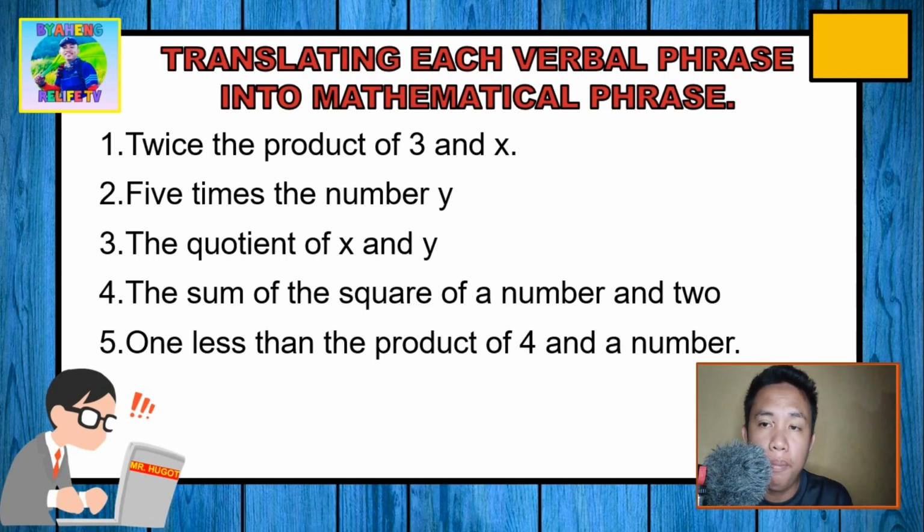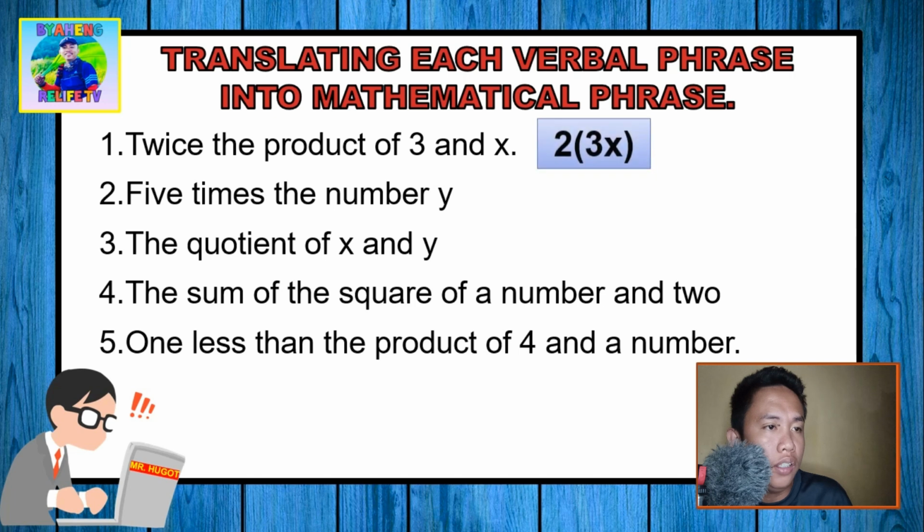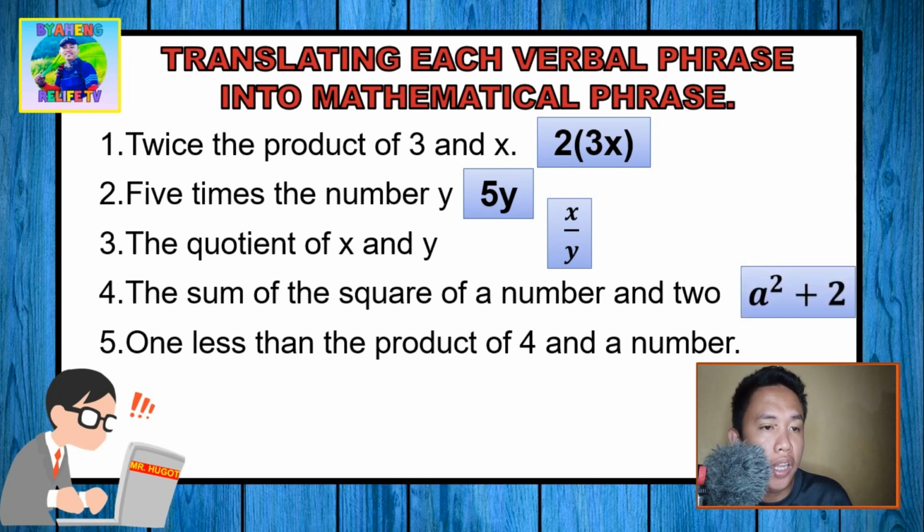Okay guys, 5 minutes up. I think you're already done with our items. So let's try to check. Sana tumama po sa mga item natin. Okay? Let's have number 1. We have twice the product of 3 and x. That will become 2 quantity 3x. Is that correct guys? Tama ba kayo? For number 2, we have 5y. For number 3, we have x over y. For number 4, we have a squared plus 2.